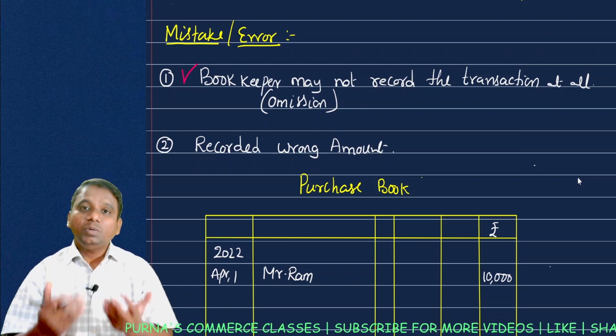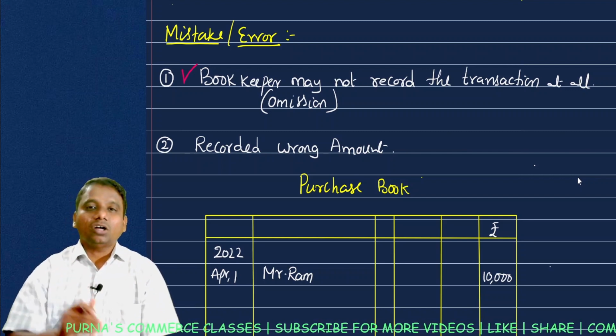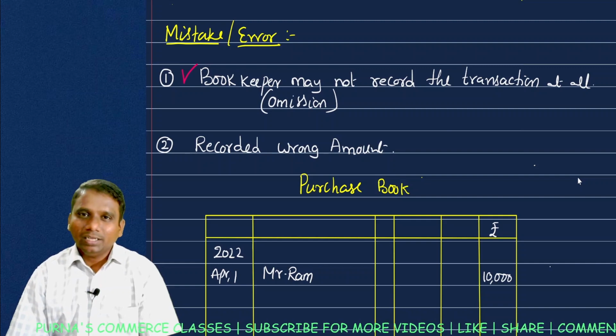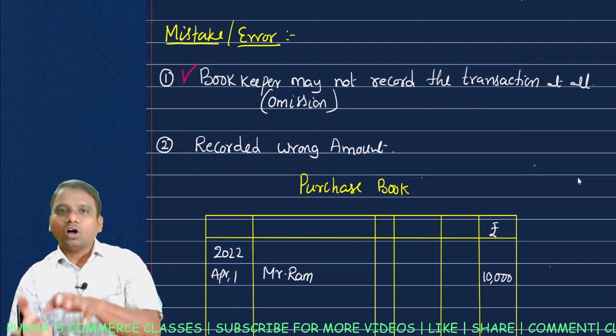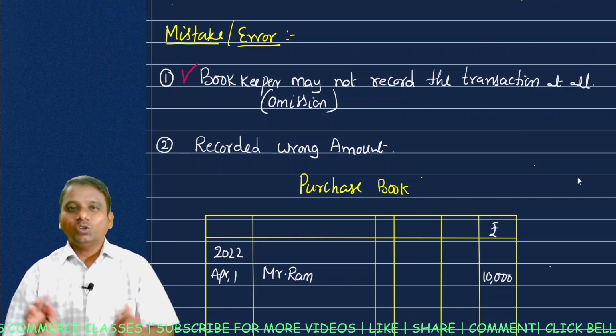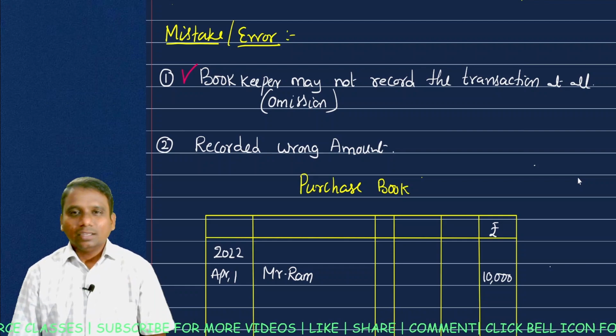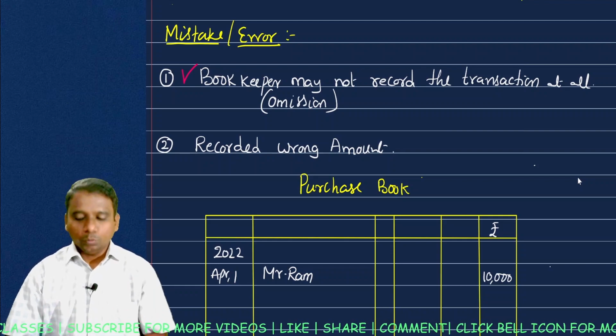Because of this complete omission of the transaction, there is no effect on our trial balance. Why? Because the transaction is not at all recorded. That means there is no debit and there is no credit, so our trial balance agrees. Next, come to partial omission.